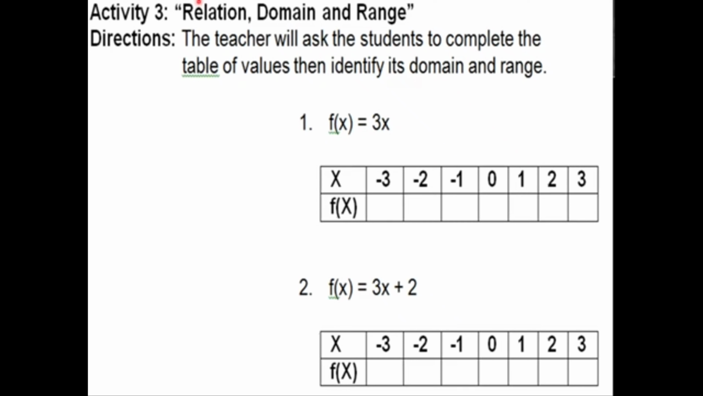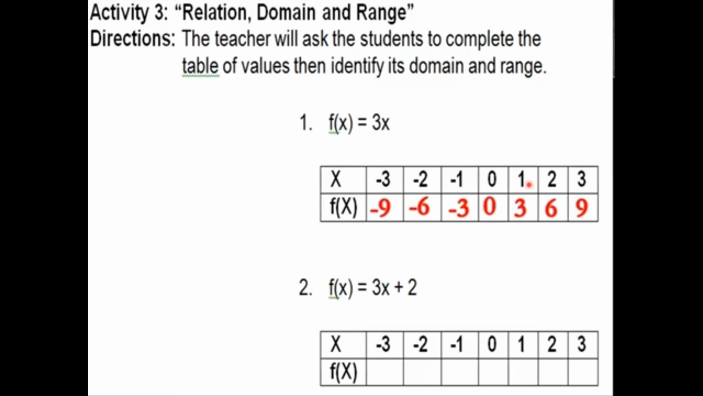So, let us go now to evaluating the given function. In here, when x is negative 3, just substitute x by negative 3. So that will be 3 times negative 3 is negative 9. 3 times negative 2 is negative 6. 3 times negative 1 is negative 3, and so on. So negative 9, negative 6, negative 3. 3 times 0 is 0. 3 times 1 is 3. 3 times 2 is 6. 3 times 3 is 9.